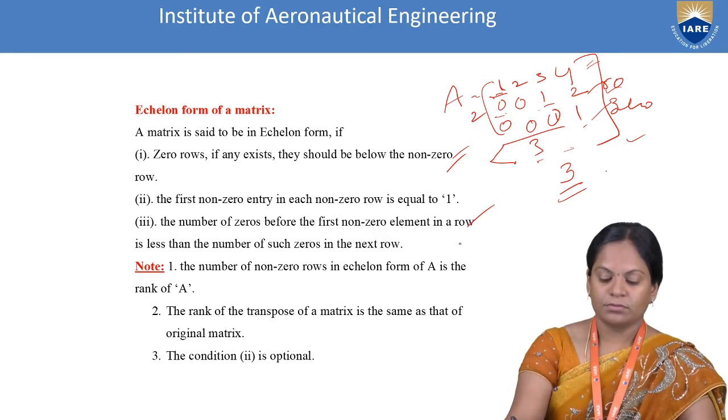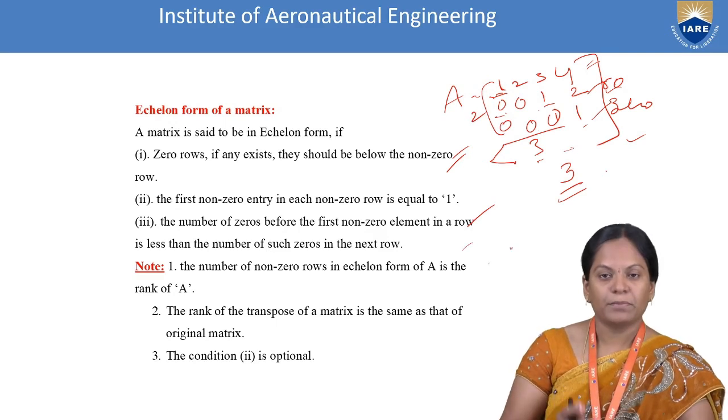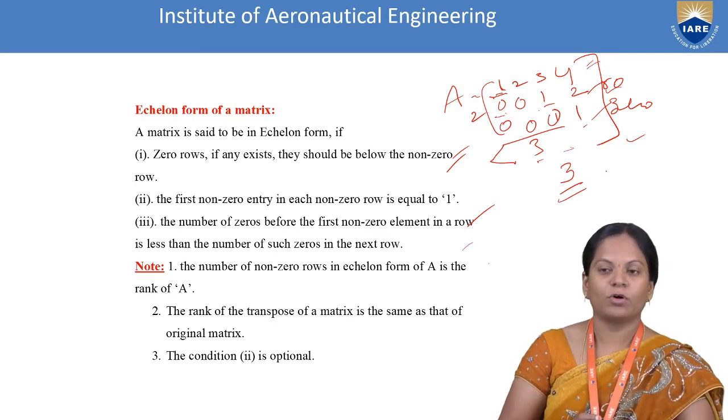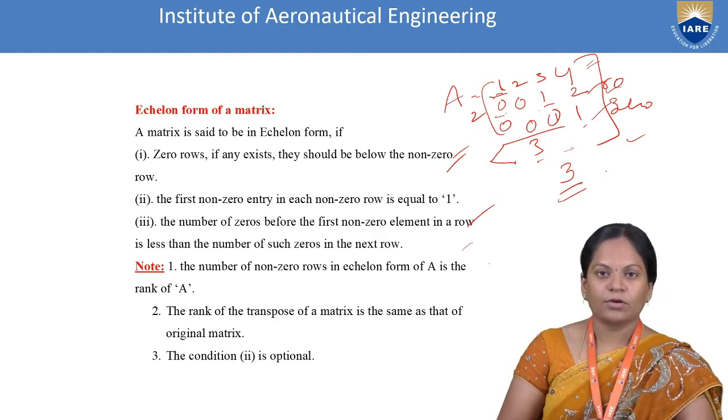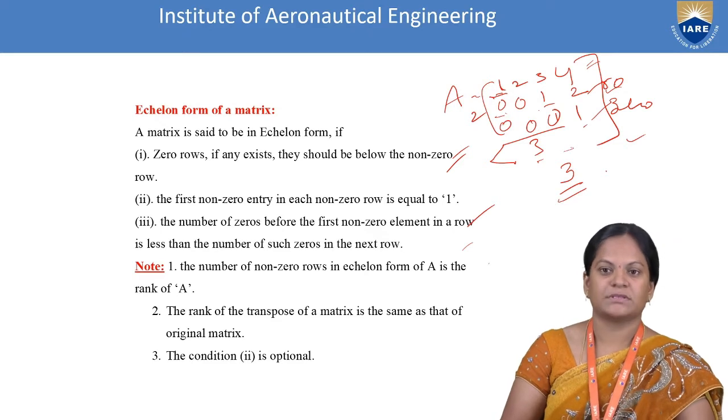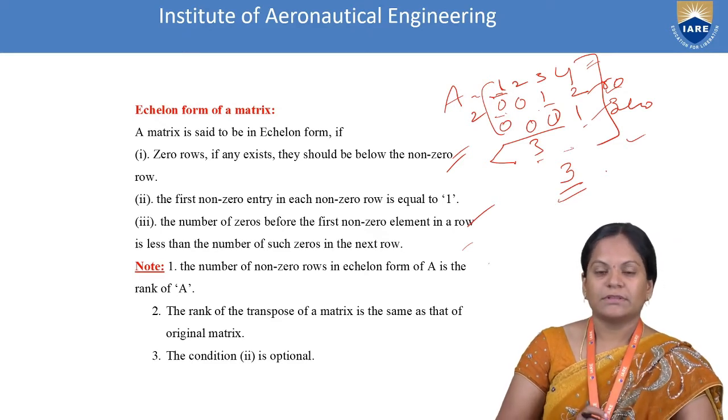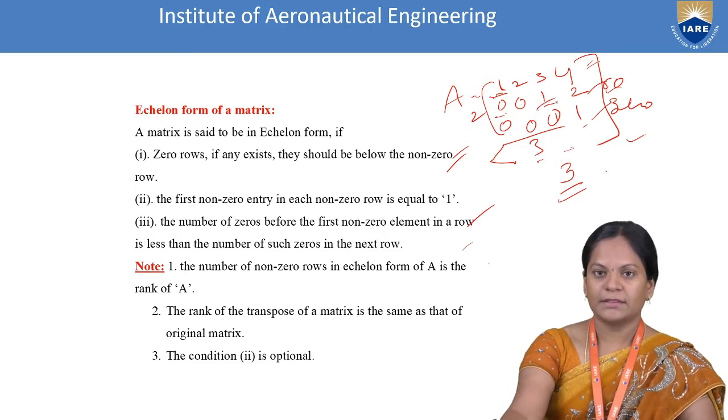So here we have one condition. The number of non-zero rows in the echelon form of A is the rank of A. And the rank of the transpose of a matrix is the same as that of the original matrix. And here one more: condition 2 is optional. So there is always no need to make the non-zero element in any non-zero row equal to 1.